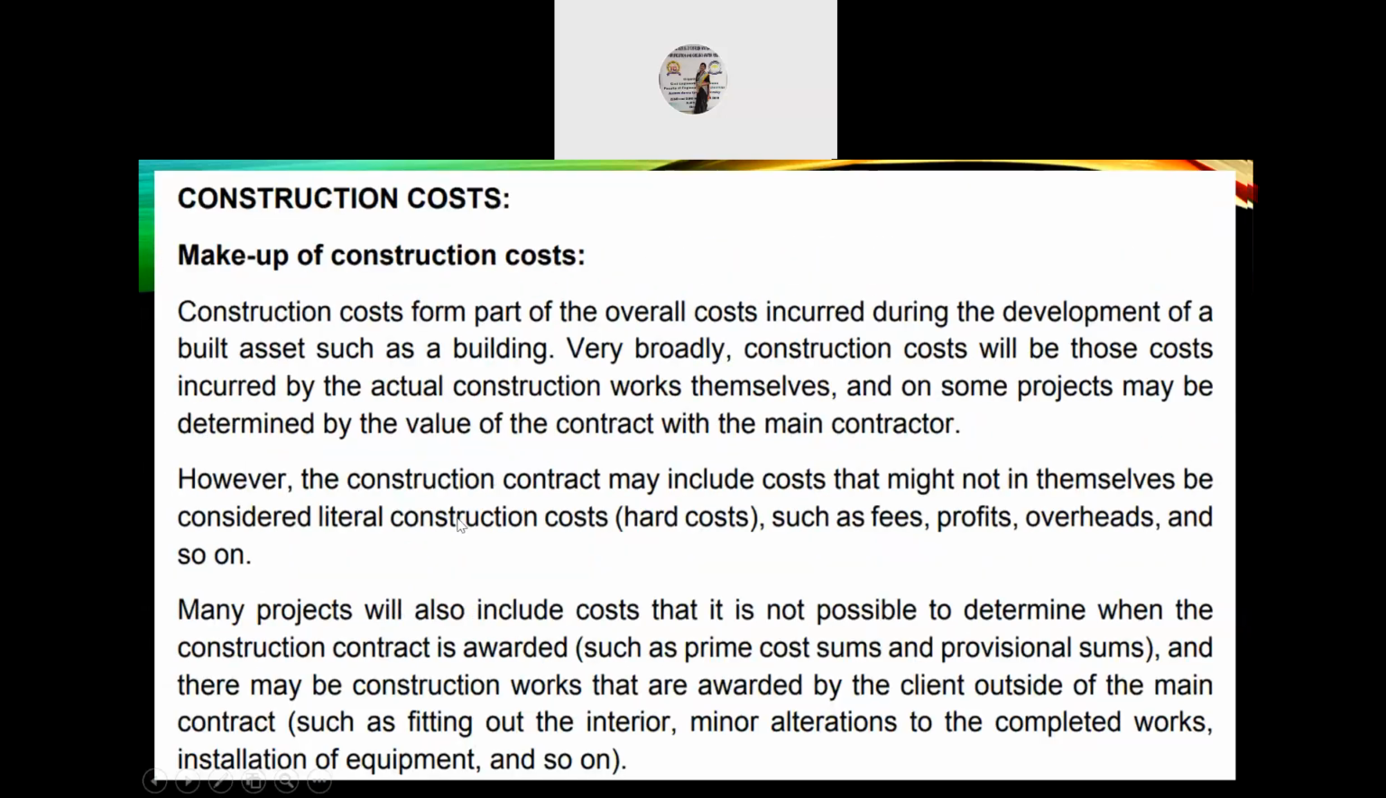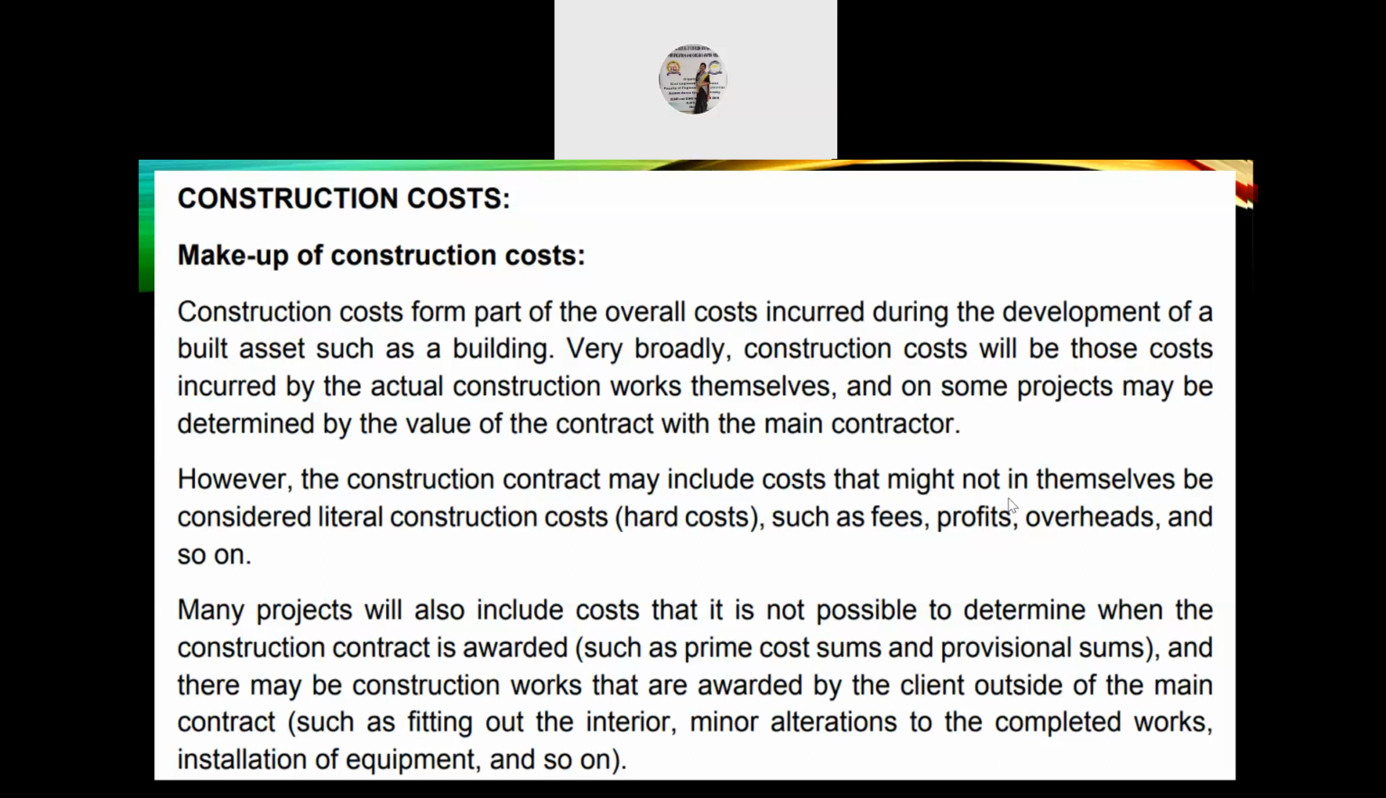Next, construction costs. So, the makeup of construction costs. Construction costs form part of the overall cost incurred during the development of a built asset such as a building. So very broadly, construction costs will be those costs incurred by the actual construction works themselves, and on some projects may be determined by the value of the contract with the main contractor.